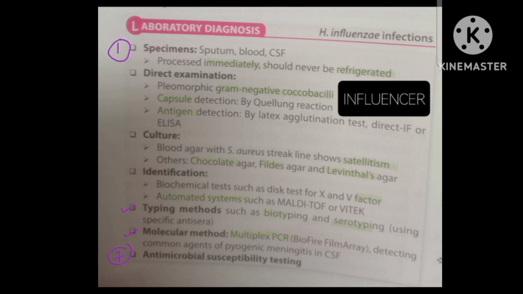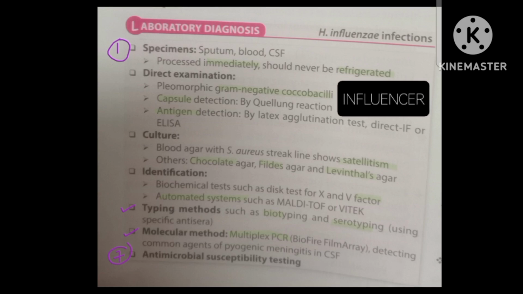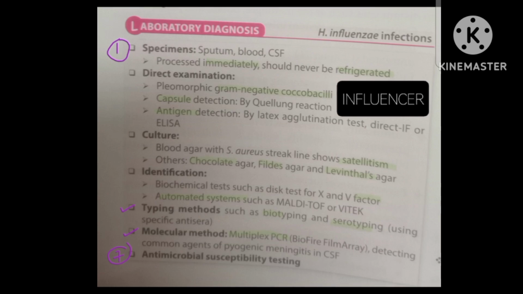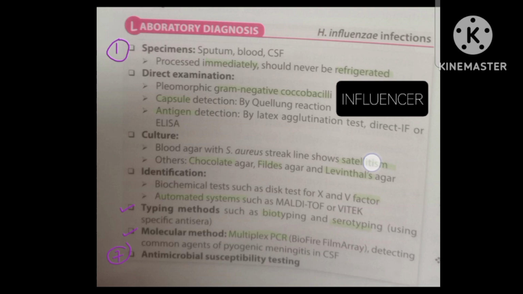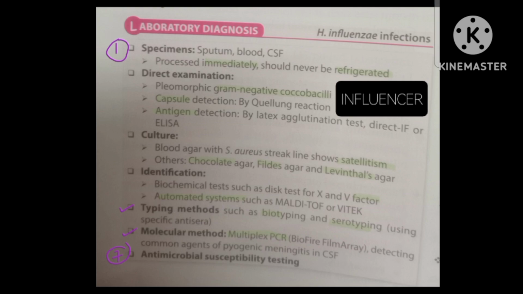So, a quick revision, running you over the story once, and then in the second part of the revision, we'll discuss the points so that you can recollect along with me. Going over the story, this is an influencer, so it needs to be processed immediately, should never be refrigerated, is a gram-negative coccobacilli, has a capsule and antigen, shows satellitism, chocolate, Fildes and Levinthal's agar, has some special factors, automated systems, goes into biotyping, serotyping, and finally makes it to multiplex PCR.